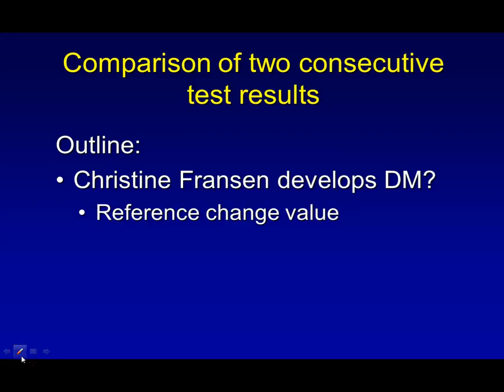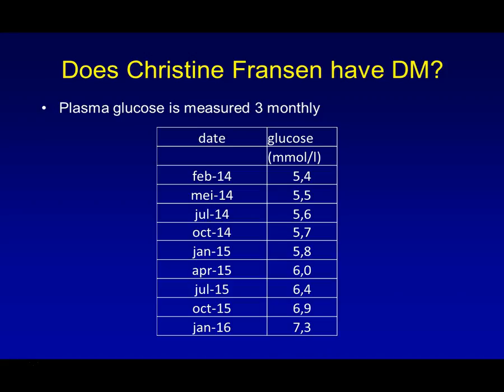We return to Christine Franzen. Because of her cystic fibrosis, she has an increased risk to develop diabetes mellitus, and therefore the measurement of plasma glucose is performed 3 monthly. In this slide we see the glucose concentrations in plasma from February 2014 up to January 2016. The glucose has a steep increase from 5.4 millimoles per liter up to 7.3 millimoles per liter. Still no diabetes, but the trend is obvious.